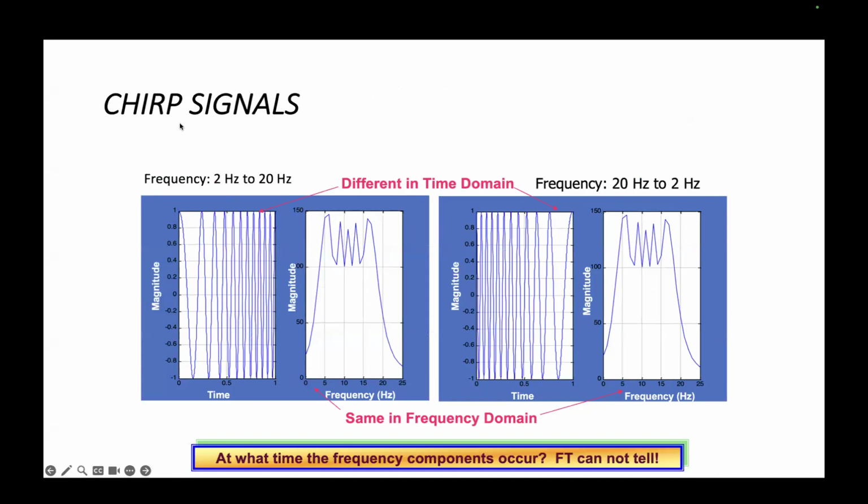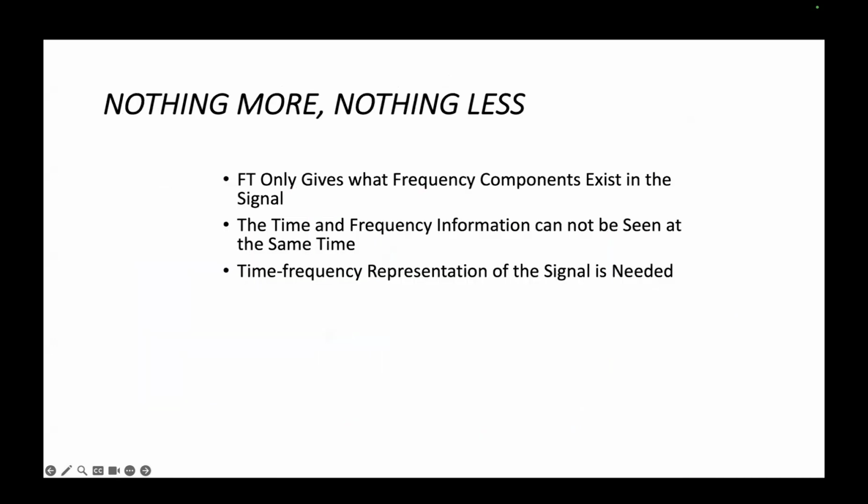Another example is a chirp signal. In the first signal, frequency goes from 2 hertz to 20 hertz. In the second signal, frequency goes from 20 hertz to 2 hertz. But if you look at their Fourier transforms, they're identical. So Fourier transform gives what frequency components exist in the signal. Time and frequency information cannot be seen at the same time, and time frequency representation of the signal is needed to overcome this limitation.